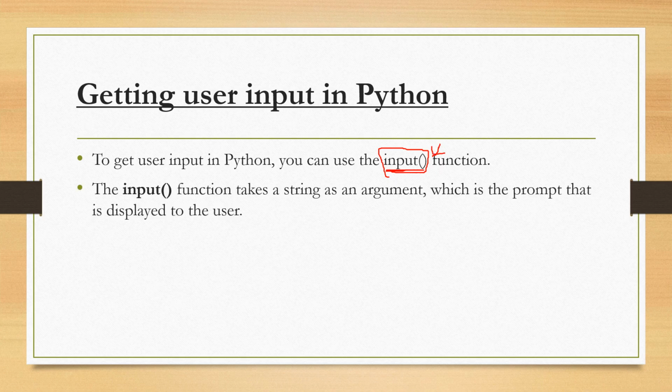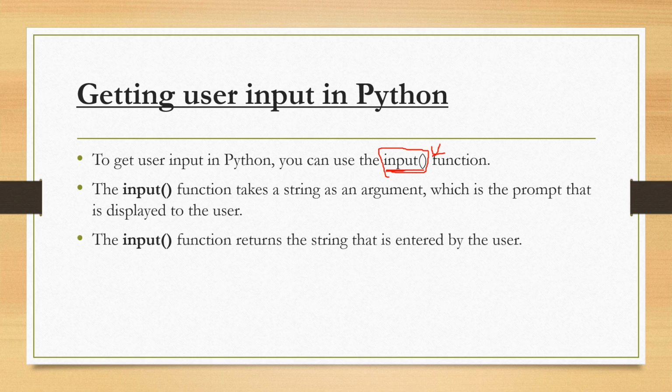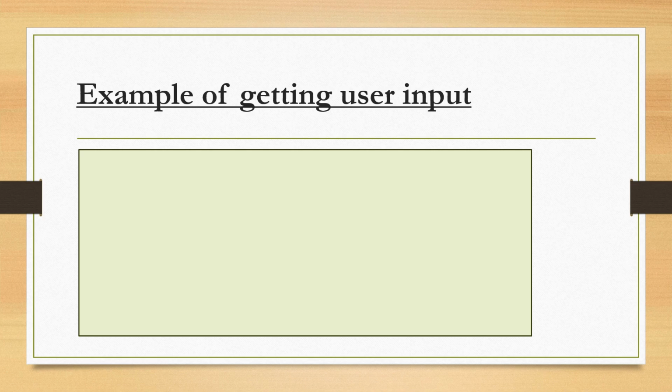Now the input function takes a string as an argument, which is the prompt that is displayed to users. So now we will see one example for that also. So the input function returns the string that is entered by the user. Okay, so now we can understand by using an example, because you cannot understand all these things by using these sentences. So now we are going to perform a basic program.